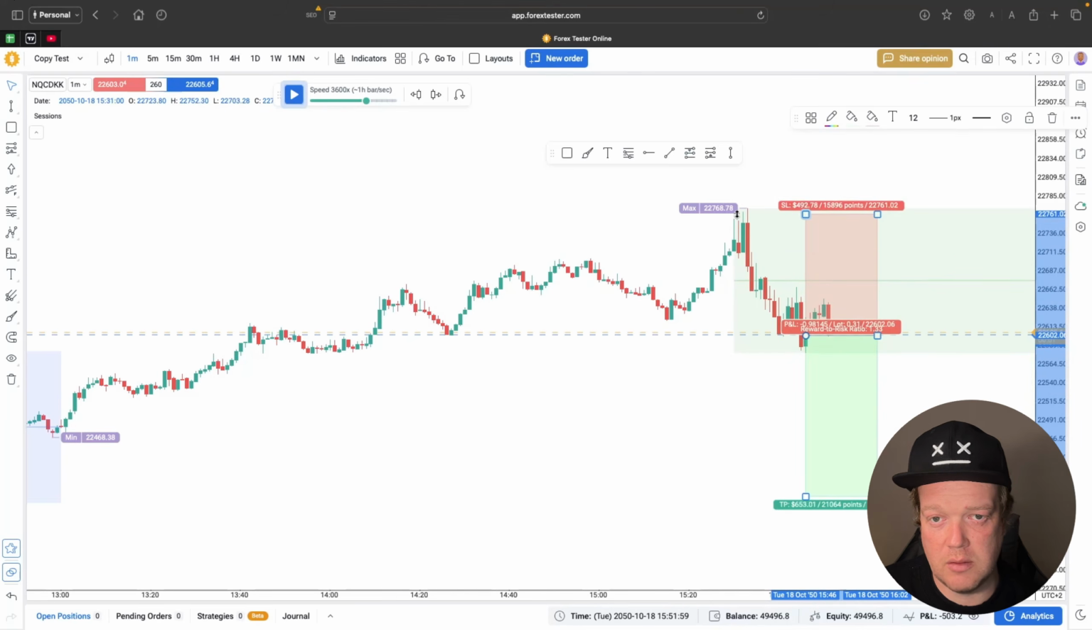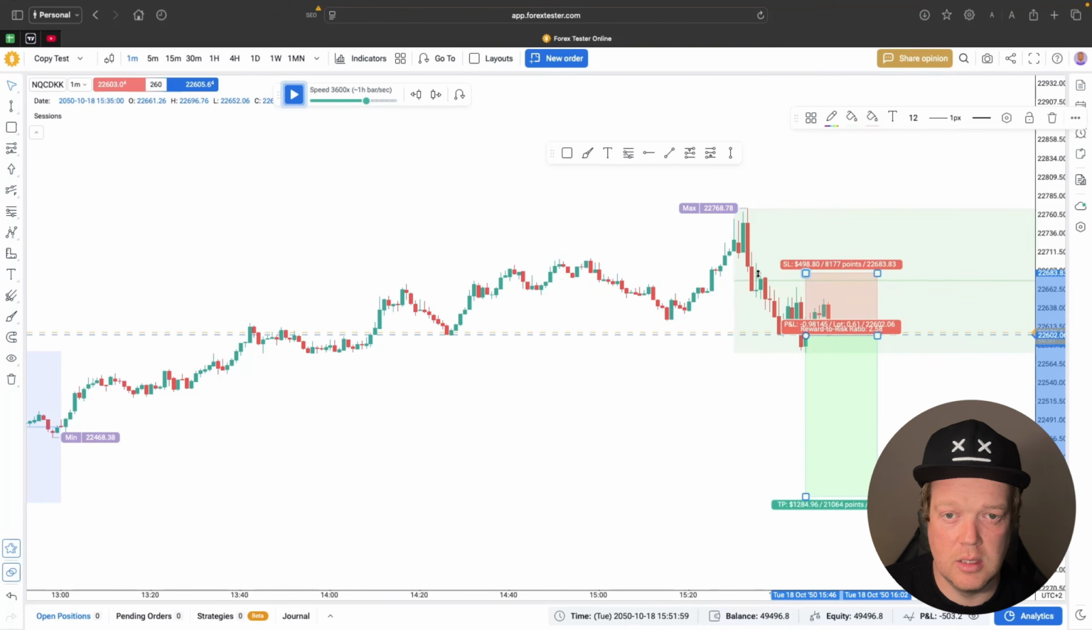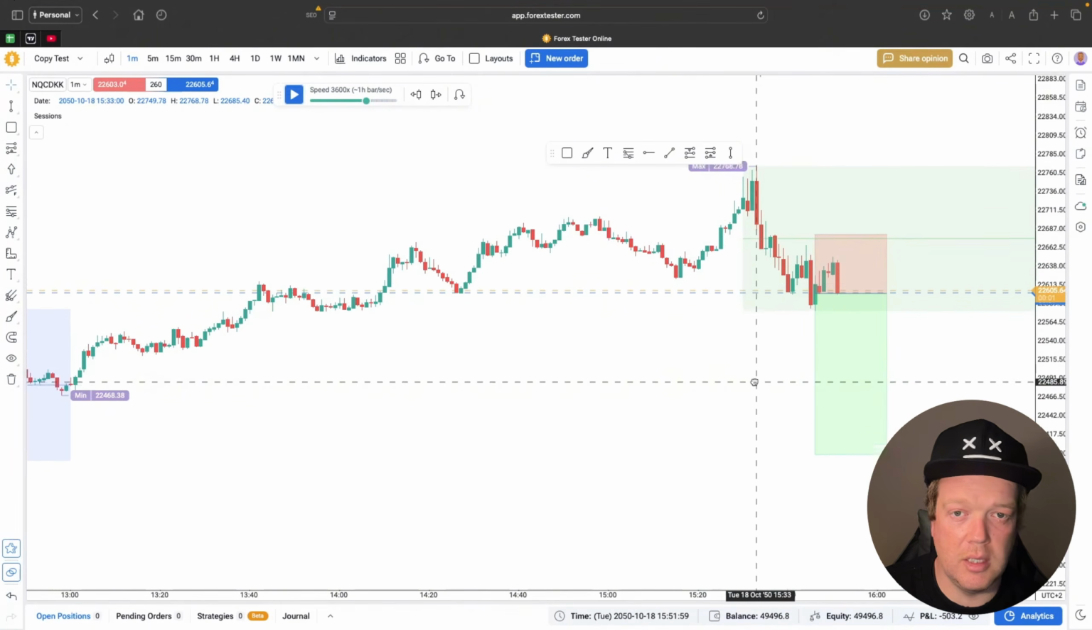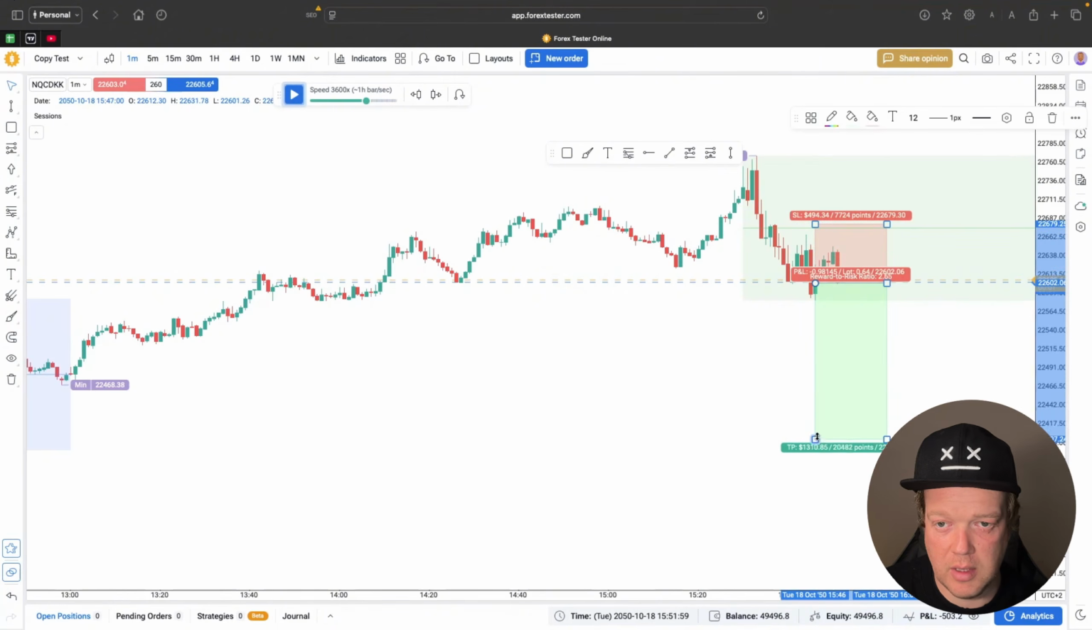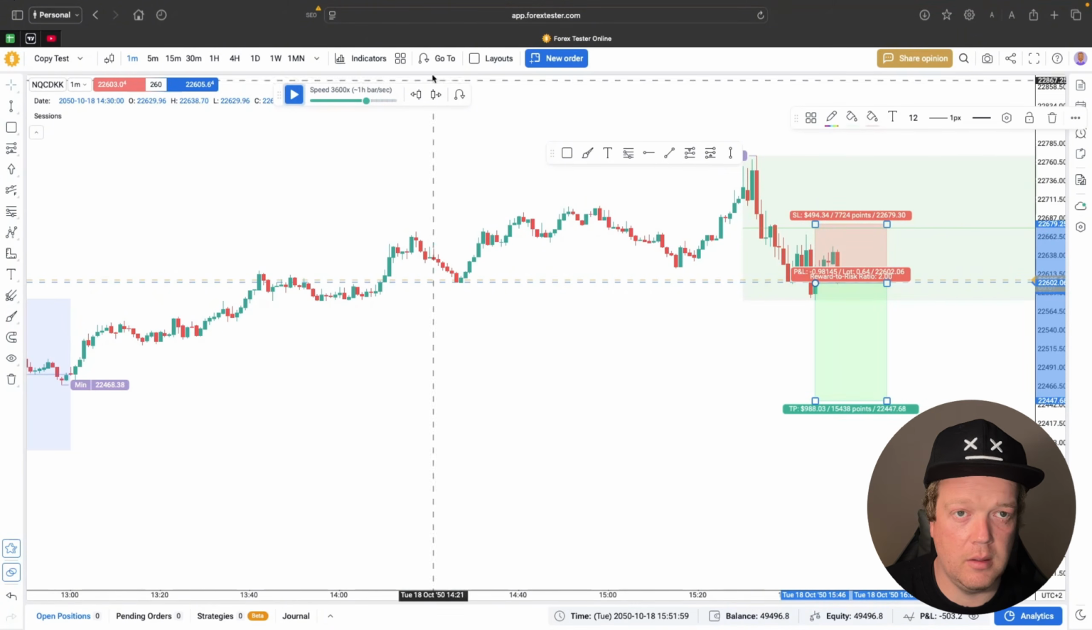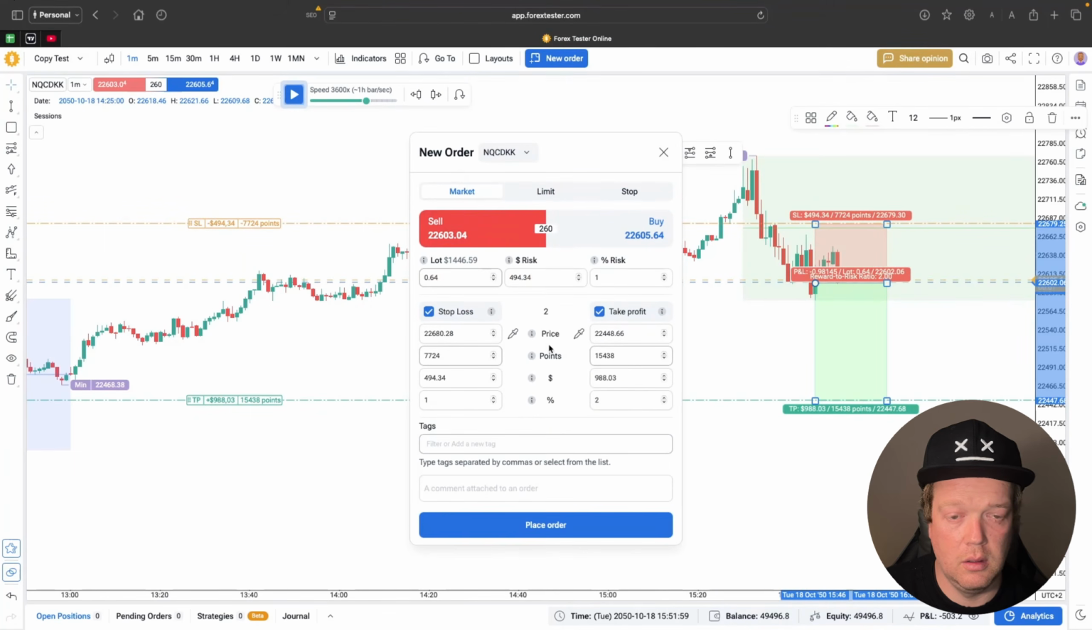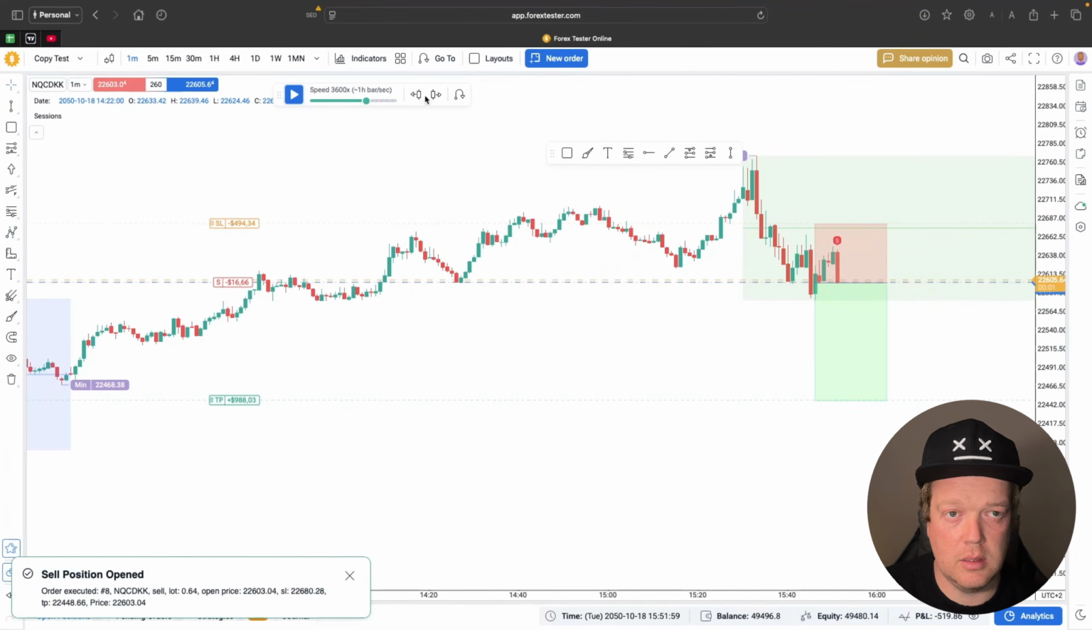You can put your stop there. It's not too big, or you can put it there. It's a little bit tight. So I'll rather move it up a little bit just to create some breathing space. Put it there. You can place your order. Let's see what happens.